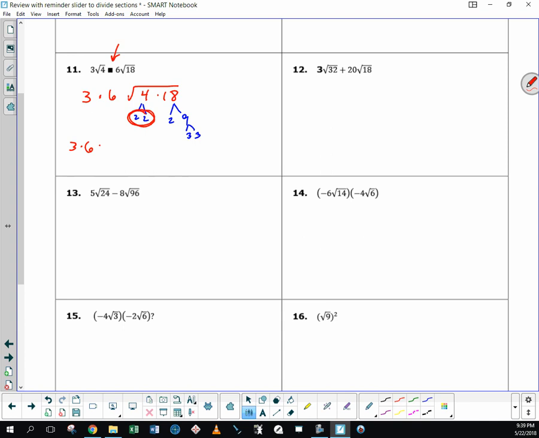I've got a group of 2, so that 2 is going to come out. I've got a group of 3, so that 3 is going to come out, and I'm left with the square root of 2. And then I take 3 times 6 times 2 times 3. That's going to give me 108 square root of 2.